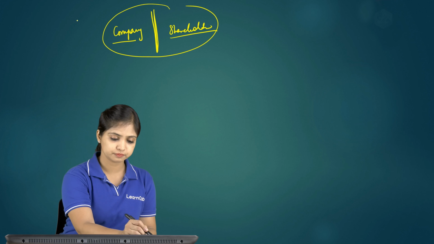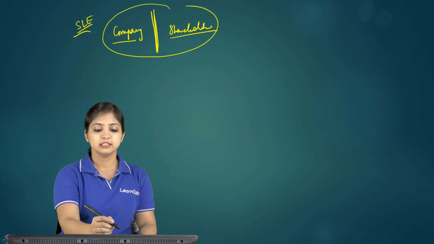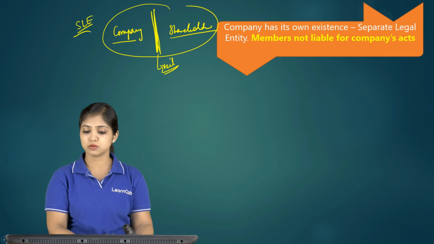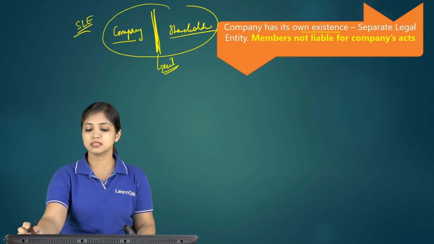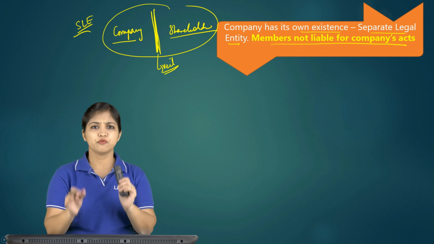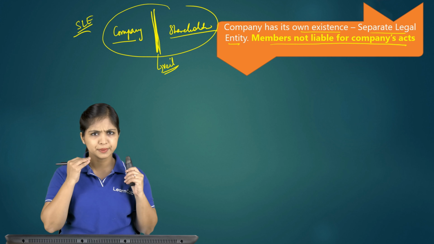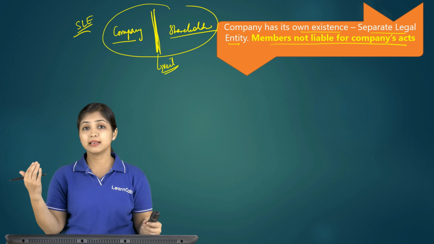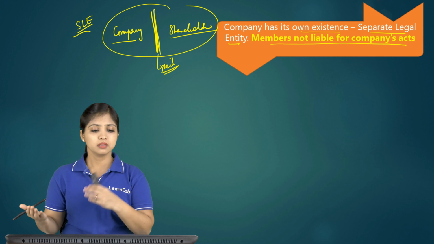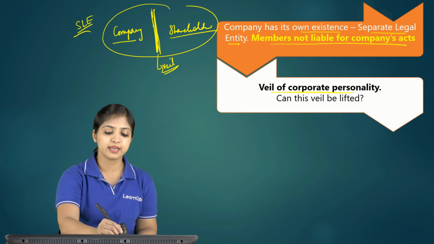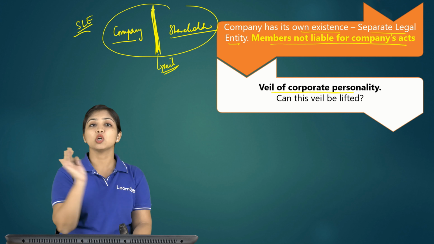So the company is different from its members, and which concept is this? Separate legal entity concept. This says there is a veil or a curtain between company and shareholders. So the company has its own existence, a separate legal entity. Members are not liable for the company's acts. For whatever the company does, who will be liable? The company alone will be liable. For whatever the company does, I can't hold the shareholders liable, and similarly, for whatever the shareholders do, the company cannot be held liable. Veil of corporate personality. There is a veil which gives the company a personality of its own.